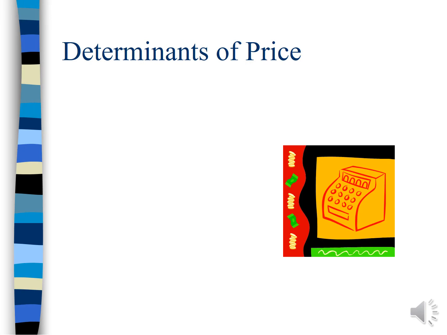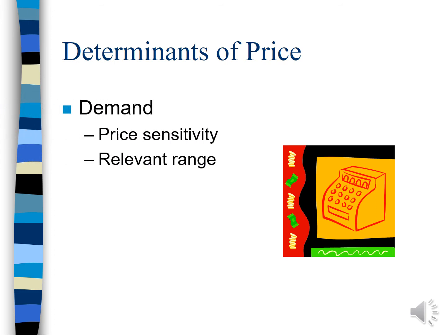There are three classic determinants of price: demand, supply, and competition. Demand is a function of people, or the kind of people who make up a population. Price sensitivity, that's where the demand for some products is more sensitive to price than demand for others.